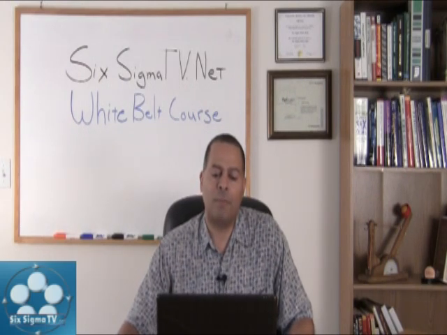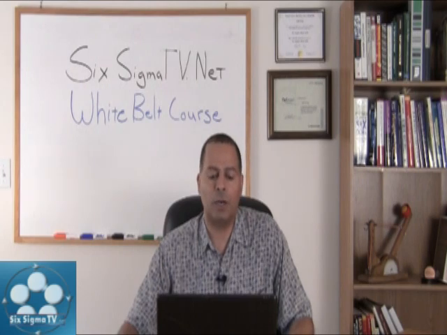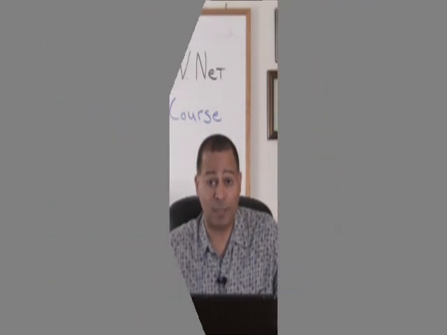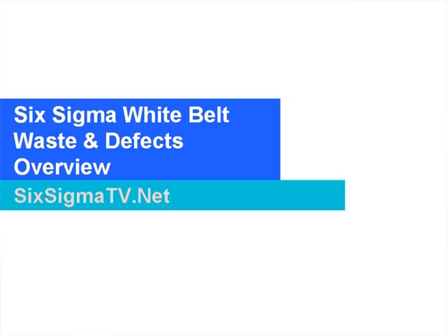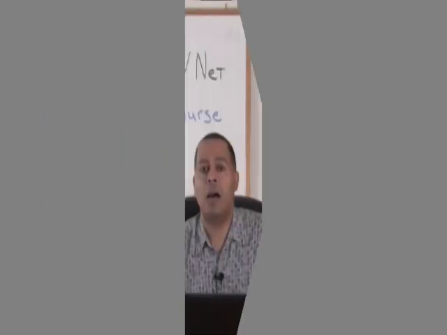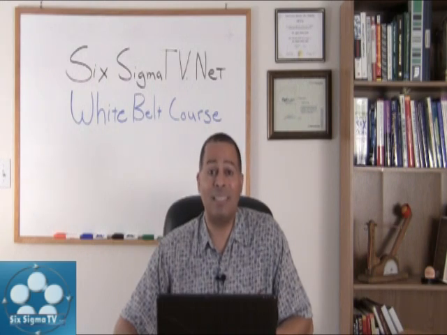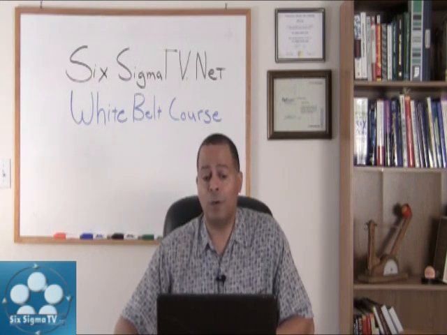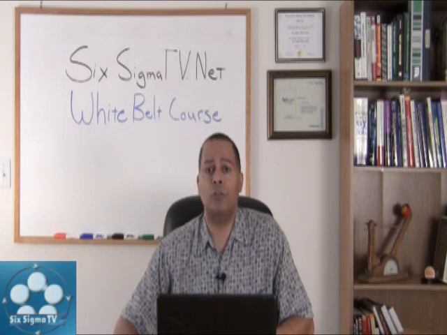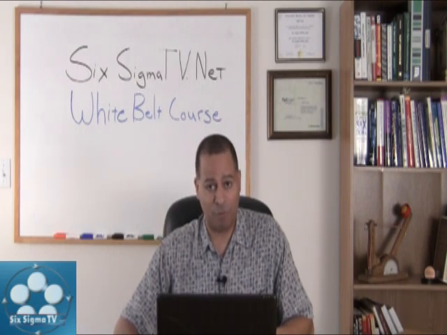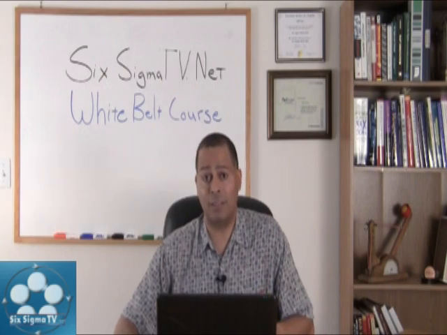I'm going to take you on the White Belt course overview of what are called waste in your process and also defects in your process. It's going to give you a good understanding of what those two concepts are. Now you might hear the term the 7 types of waste. That's one term under the waste category. Also there's a term called Muda, M-U-D-A. And let's look at that one first, otherwise sometimes known as the 7 types of waste.